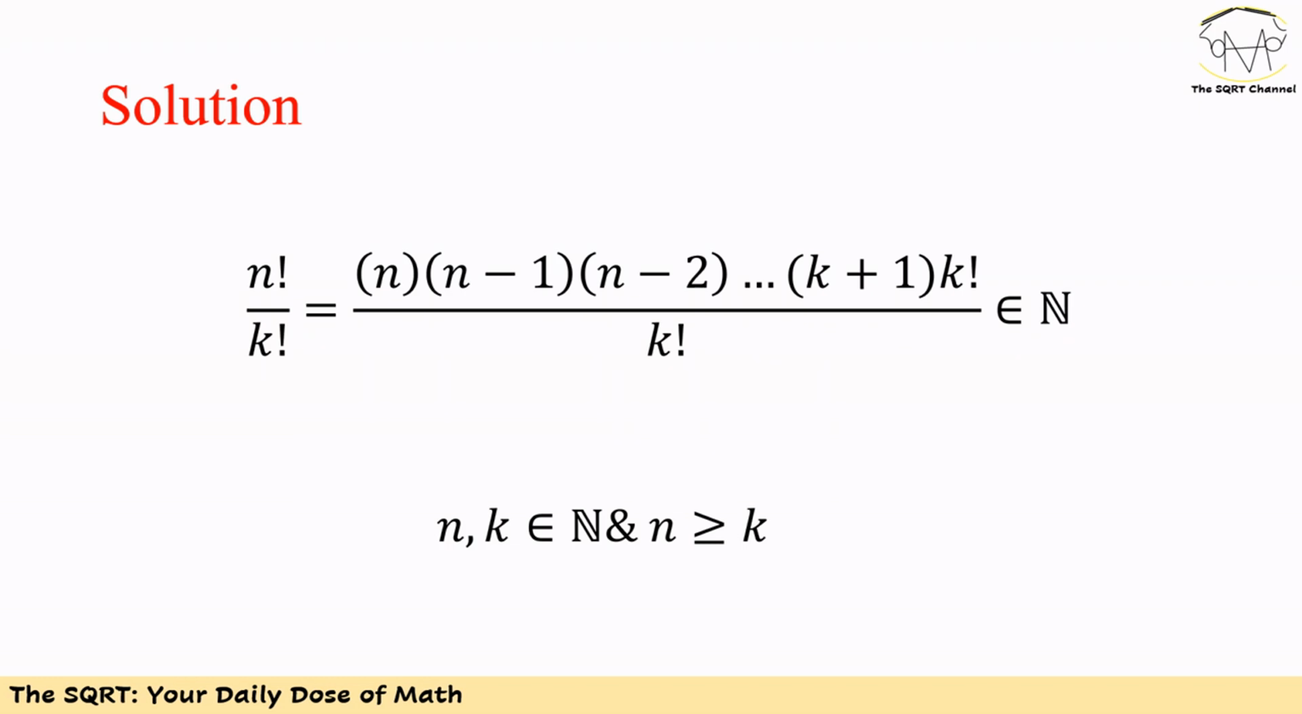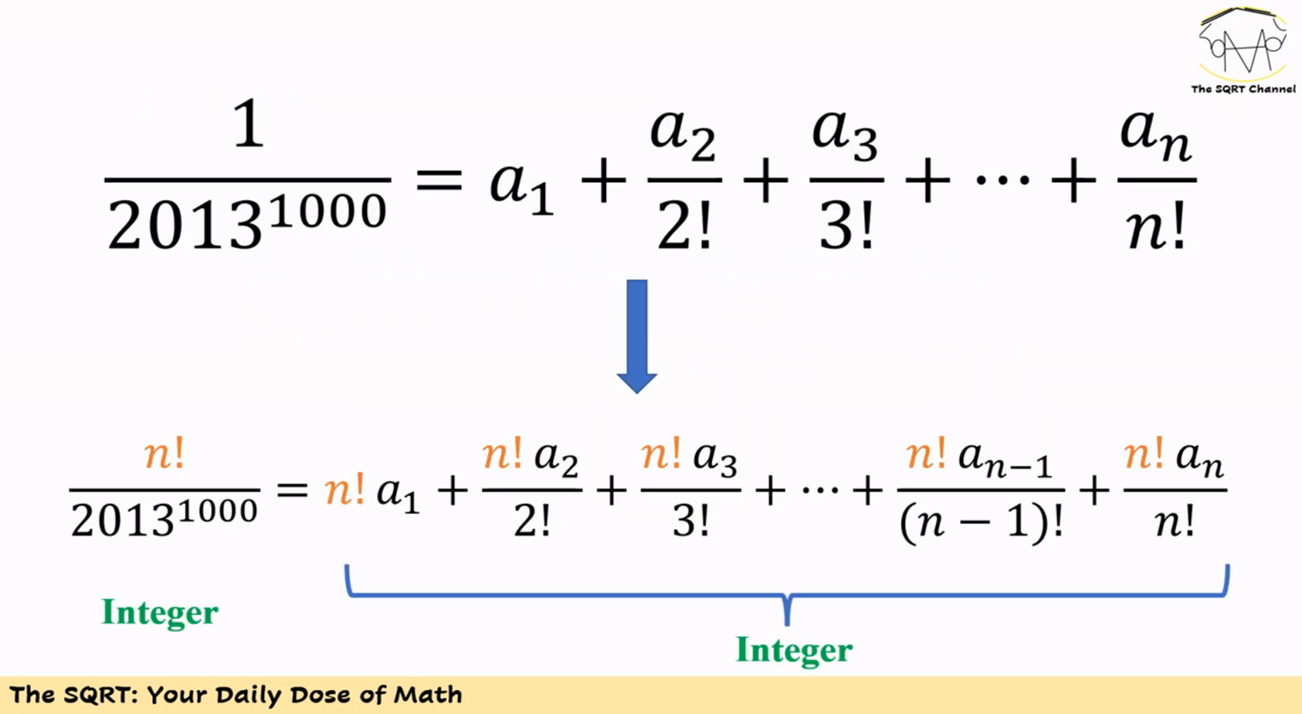To solve this problem, let's start with an identity. For k and n as positive integers and n not less than k, we can write n factorial over k factorial as n times n minus 1 times n minus 2 up to k plus 1 and then times k factorial over k factorial. It's obvious that we can remove k factorial from top and bottom of this equation, and then we can show that n factorial over k factorial is an integer.